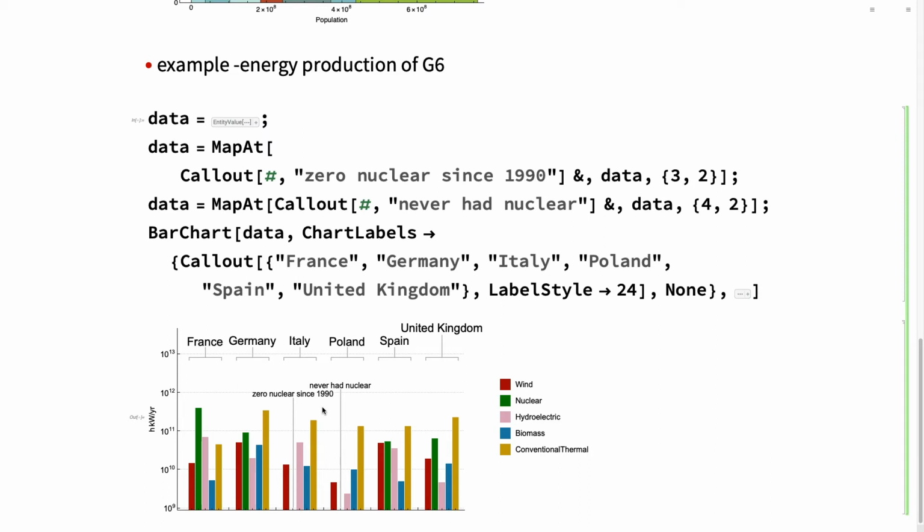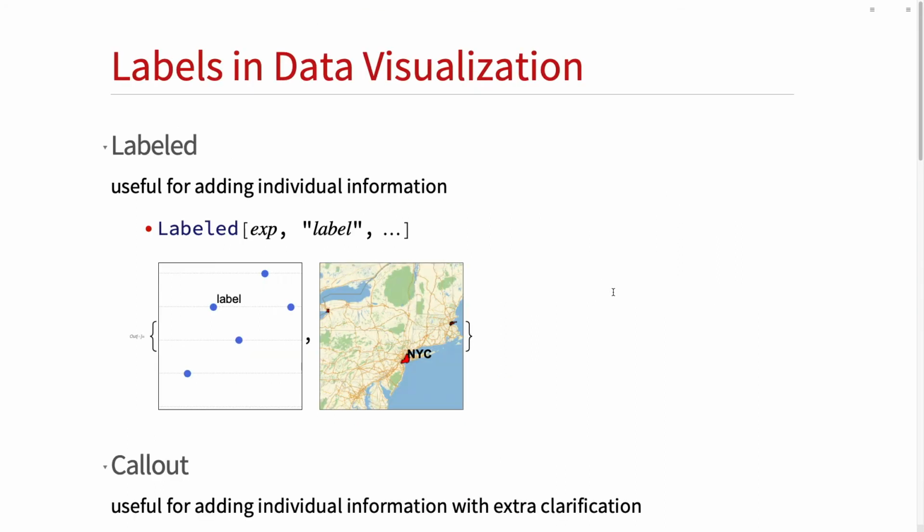Another example here: there are many groups. This is an energy production chart for 6 countries, and for each country there are 5 categories. If you put the names of the countries on the axis, that will certainly work, but it may take a lot of space, and it doesn't give you the flexibility if you want to add more labels.